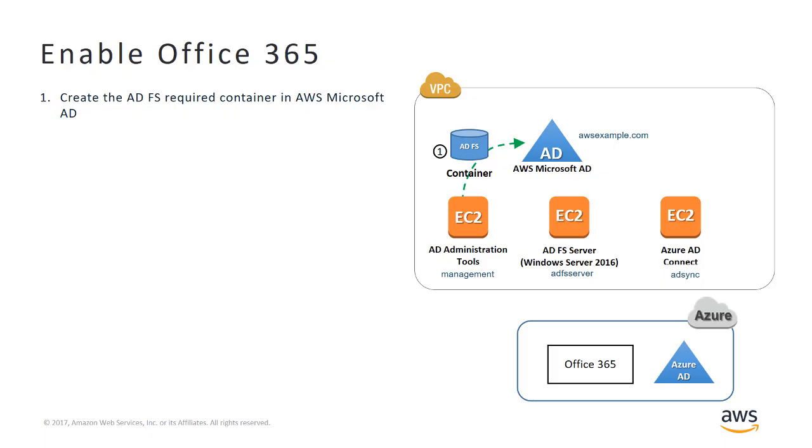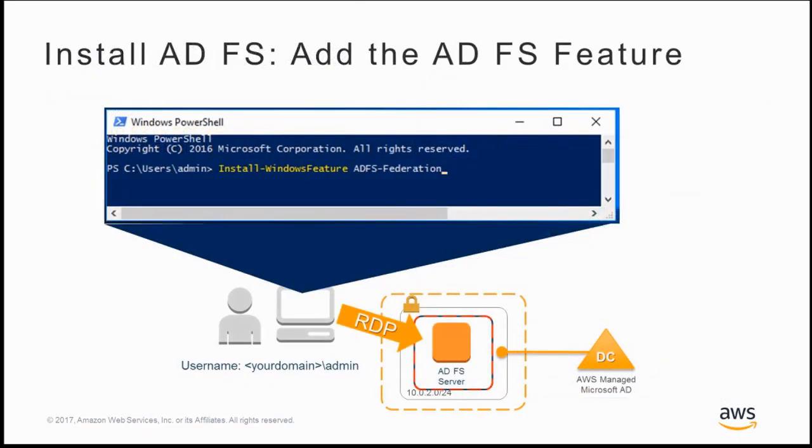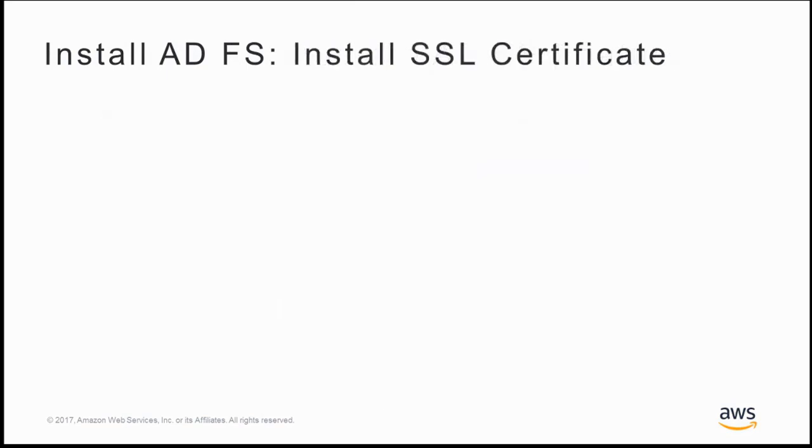After you've created the containers, the next step is to install ADFS on an EC2 Windows server. And again, this has to be a Windows 2016 server. It requires ADFS 2016. To do this, you first install the feature by doing an RDP session into your ADFS server and installing that feature. After the feature is installed, you need to install an SSL certificate that ADFS uses.